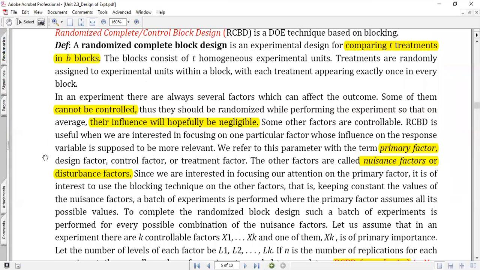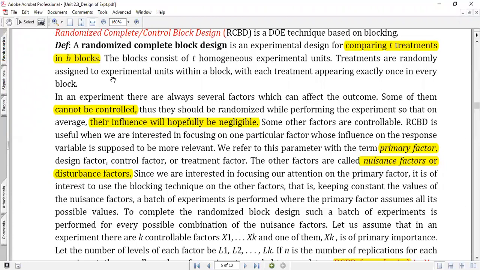There are certain factors you may not be able to control, and their influence we assume may not be negligible, but it exists inherently without being controlled. You can't control that. So what we do is we create something called a block. Hence you will have more than one factor.